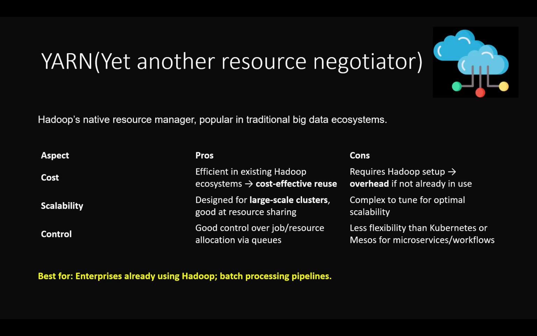So with time, things evolved. Standalone was there, Yarn was there, then came Mesos, Kubernetes to handle more complex workloads, give us better flexibility. So this is better for enterprises which are already using Hadoop or they want to use batch pipeline. So if you already have Hadoop, Yarn is kind of the default choice, and it works well in terms of having production workloads also.